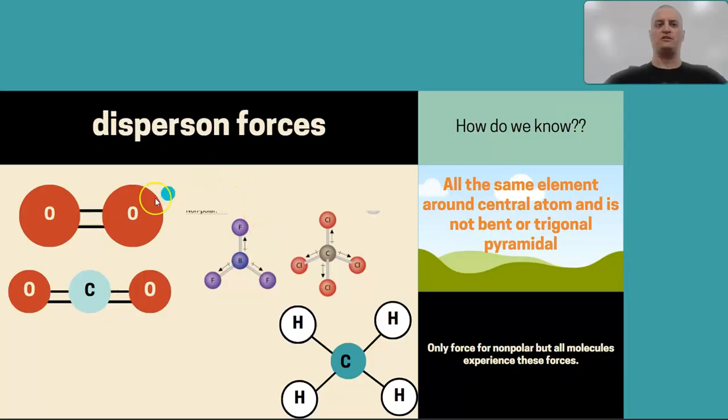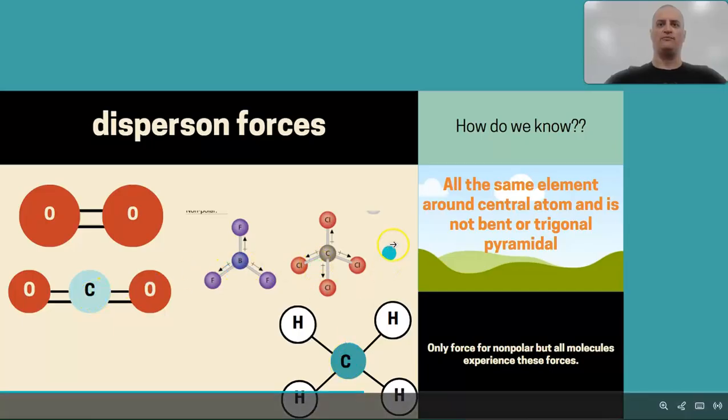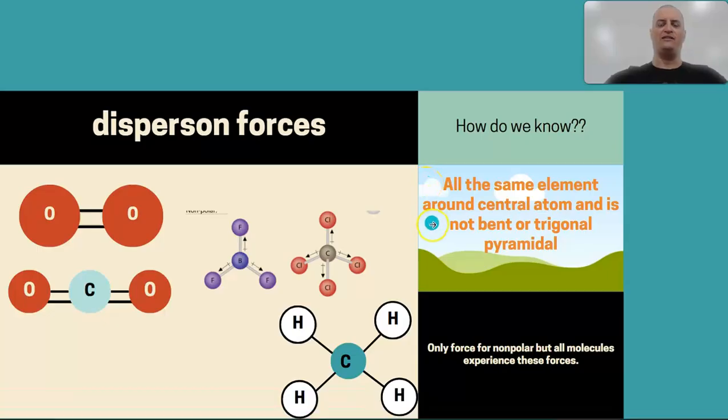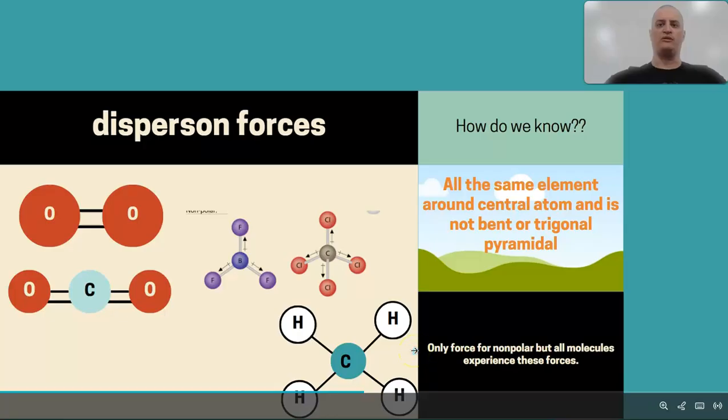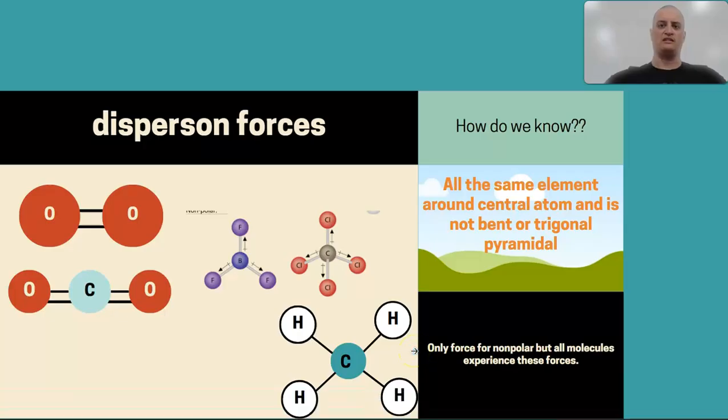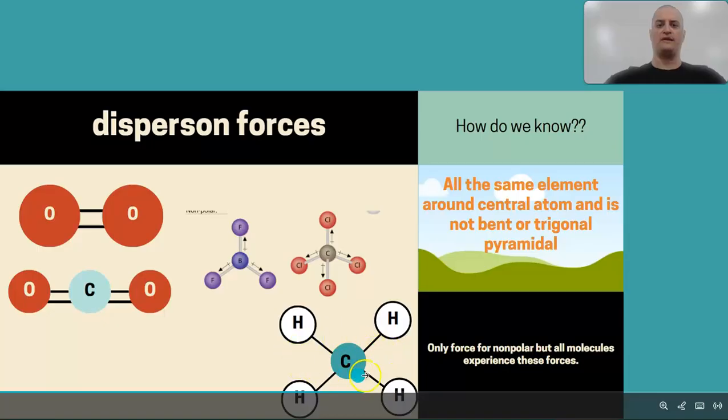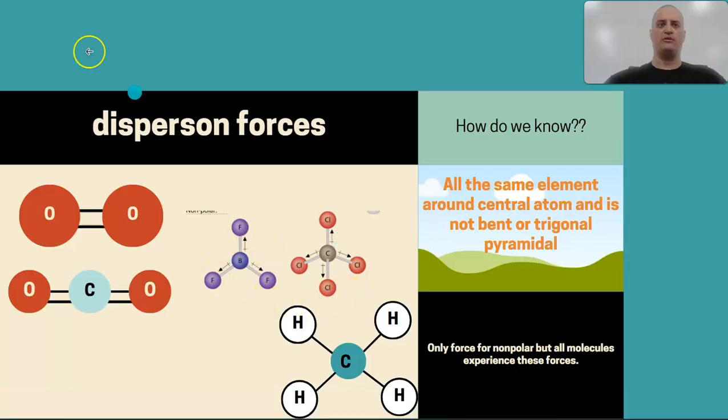So with dispersion forces, we have some examples. These are all nonpolar molecules. We know this because they have all the same element around the central atom, and the shape is not bent or trigonal pyramidal. Both of those shapes were talked about as always polar due to their imbalance of lone pairs of electrons. So this is the only force for nonpolar molecules, but all molecules experience these forces. Okay, all of them do. And you can see we have all the same around here, therefore all nonpolar.